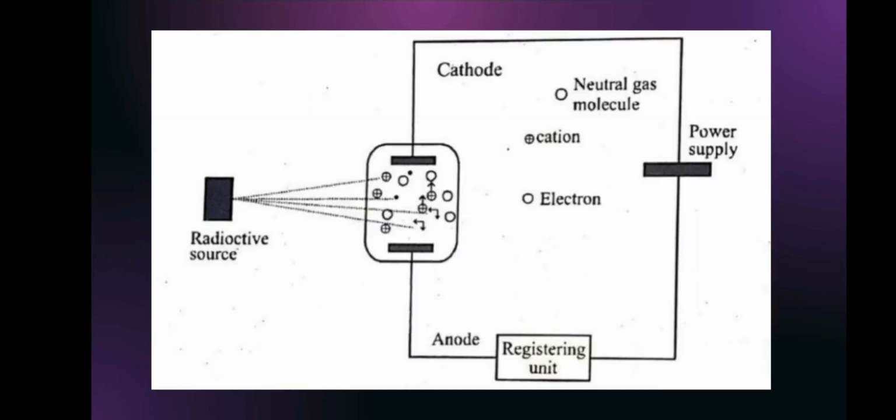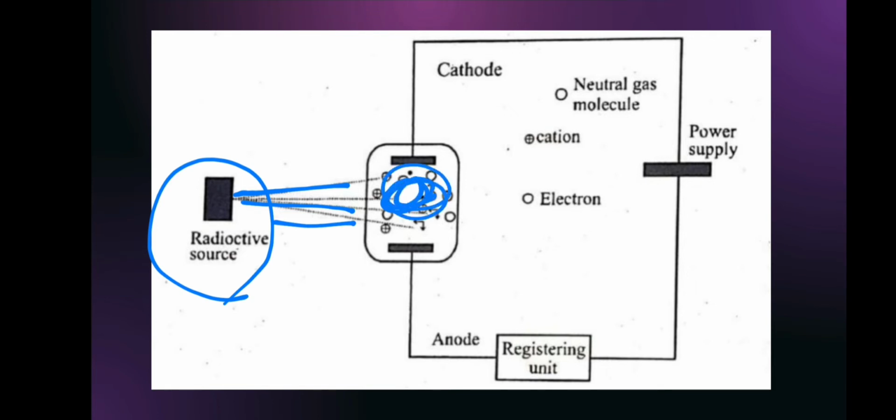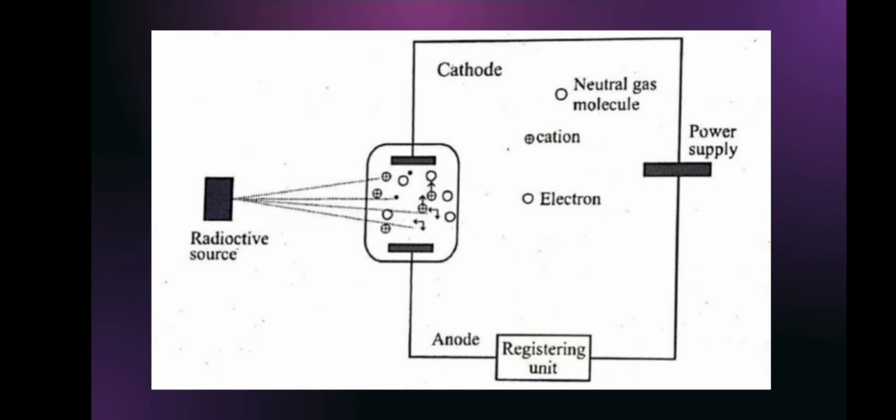So first of all you need to consider this diagram here. As you can see, this is the radioactive source, and the rays which are emitted from this radioactive source will fall on the gas present inside this chamber. When these rays interact with the gas particles inside the chamber, they will produce ions. As you can see here, they will produce positive ions and also release electrons.